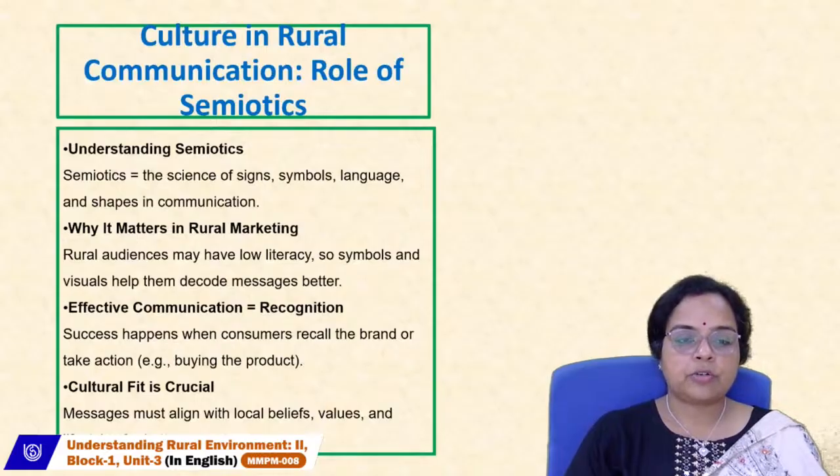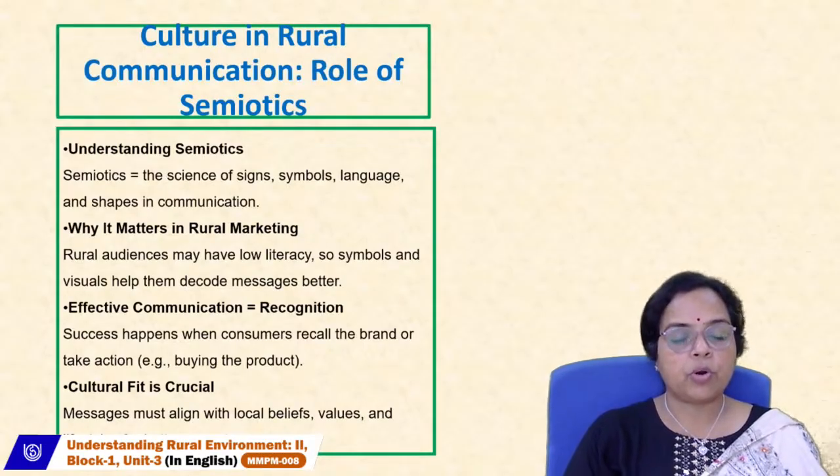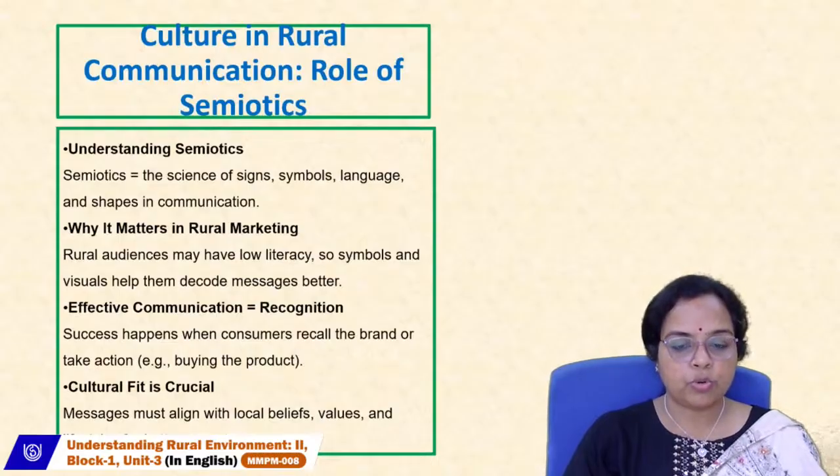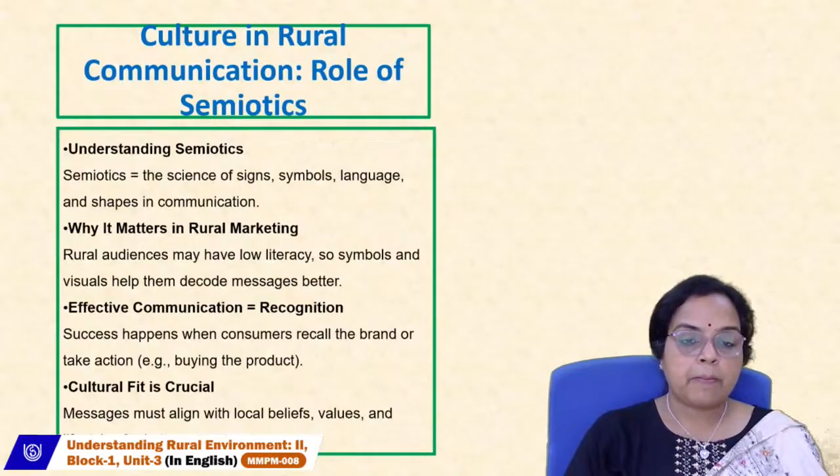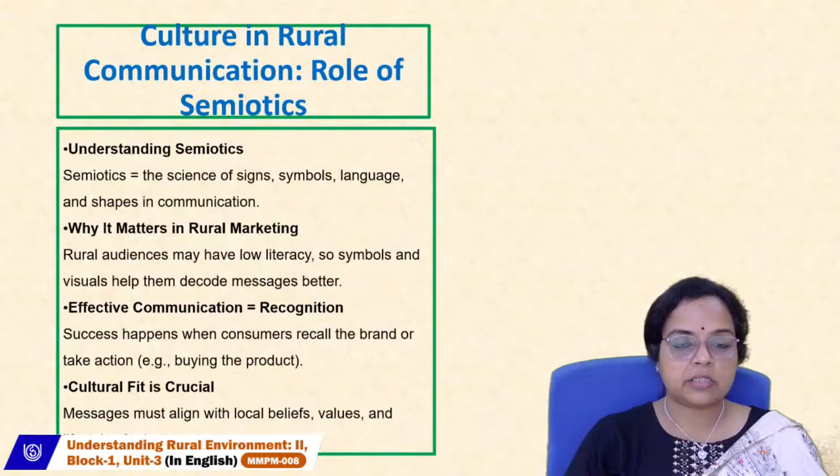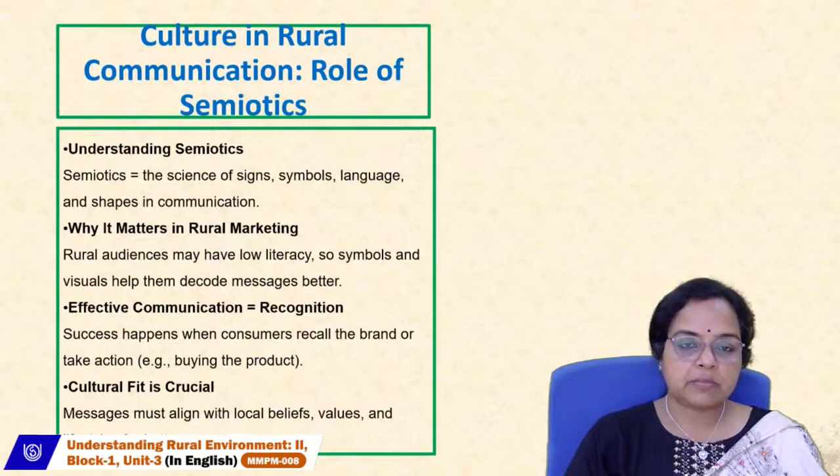Rural audiences or rural consumers may have a low literacy rate, so symbols and visuals help them decode the message in a better way. Even if their understanding of the sentences you have written in your communication is low, if you have used colorful signs and symbols, they can understand it through those. So, for rural marketing, semiotics, or the science of signs, symbols, and languages, is always important.